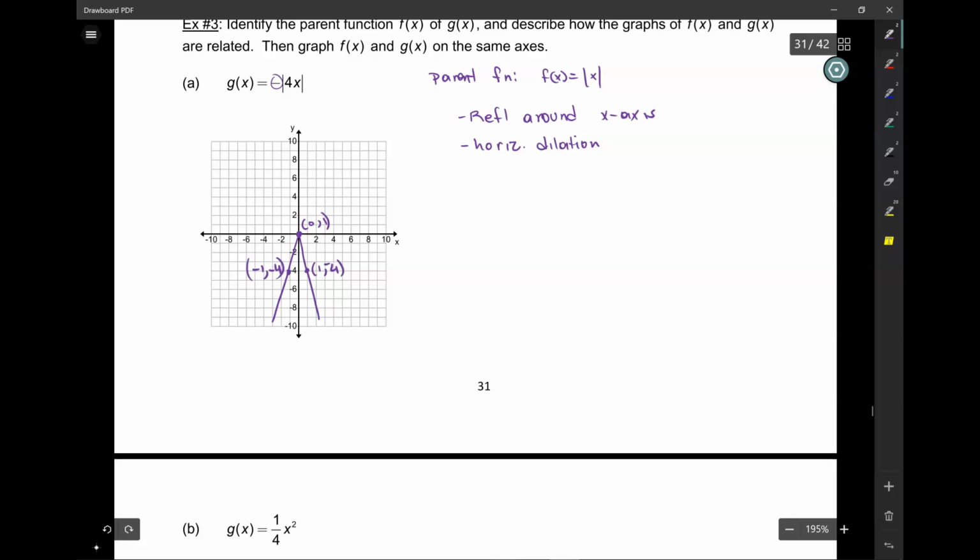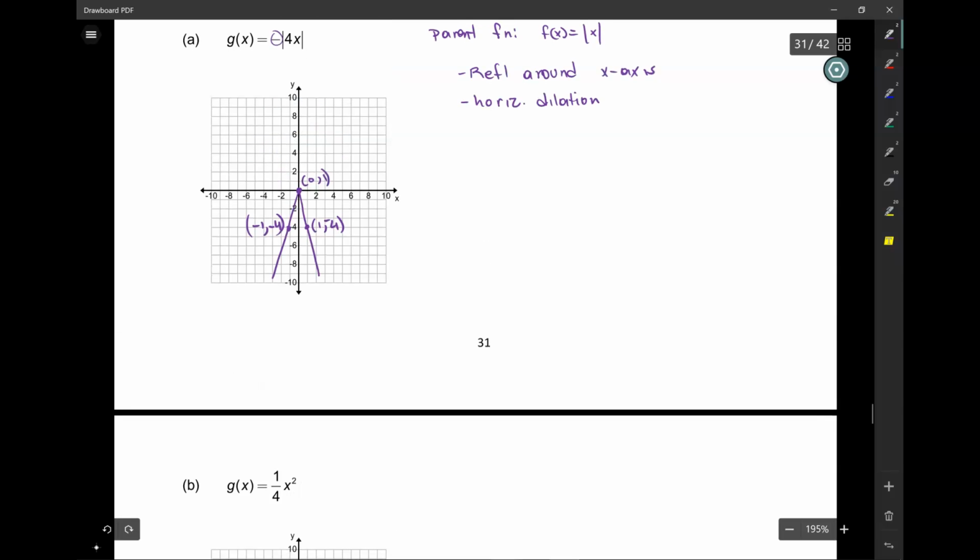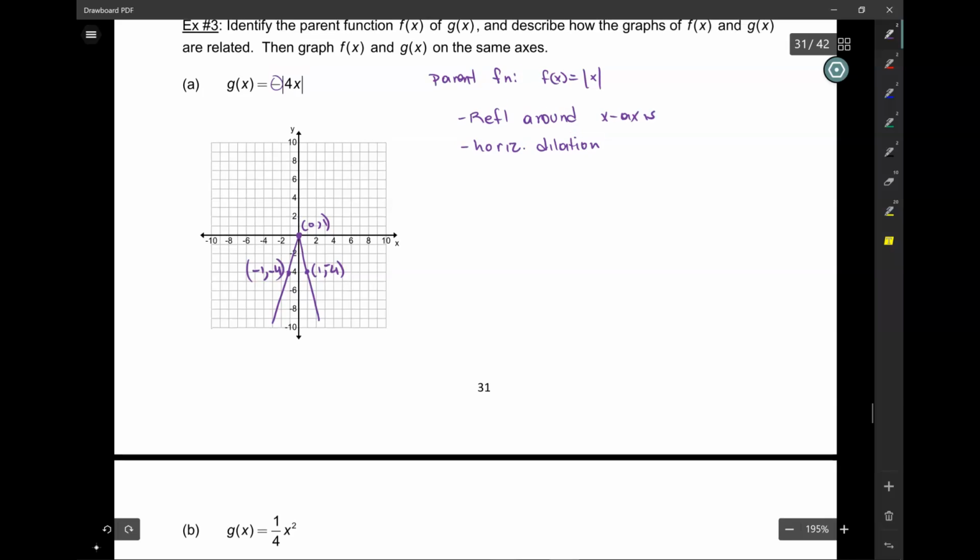Zoe, question. What did you mean about how you have to graph it? That was how you have to graph it. Because it's an absolute value, it's a V, right?